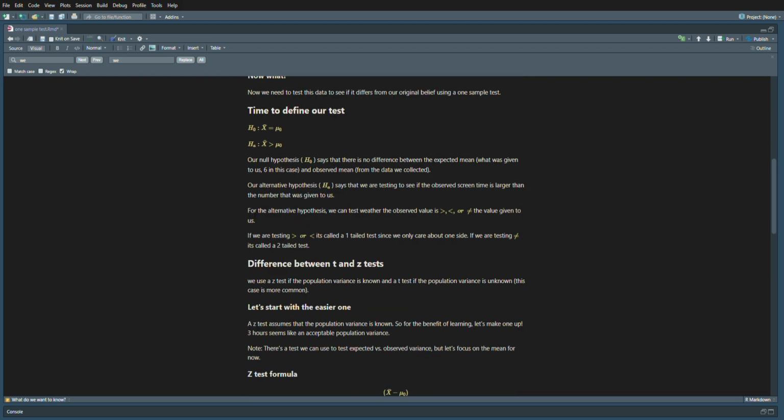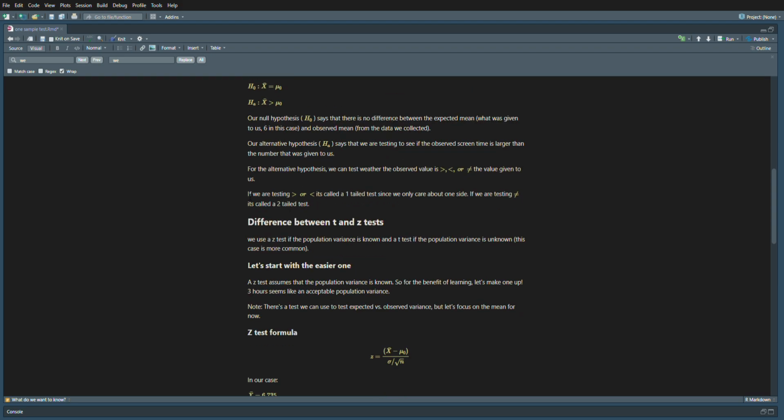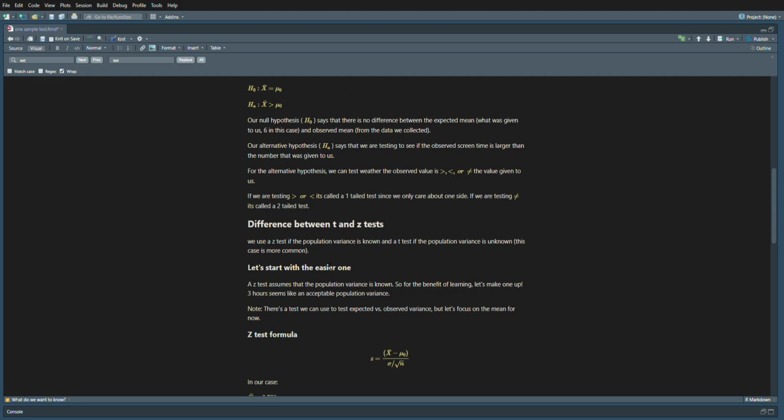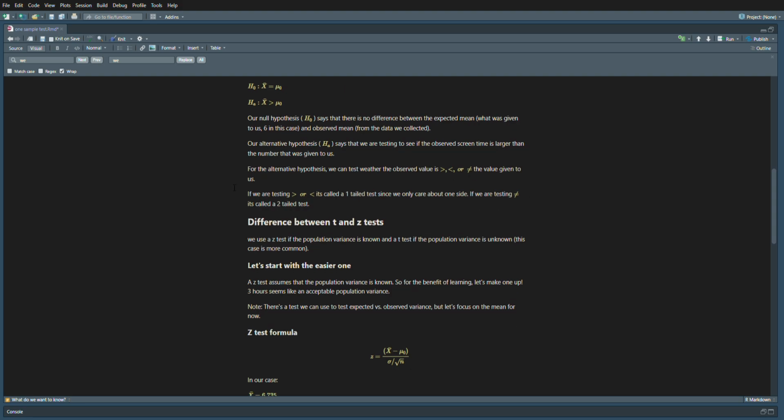And just in general, for the alternate hypothesis, we can test whether the observed value is greater than, less than, or not equal to. And if we are using greater than or less than, it is called a one-tailed test since we only care about one side. And if we use not equal to, it's called a two-tailed test because we care about both sides.